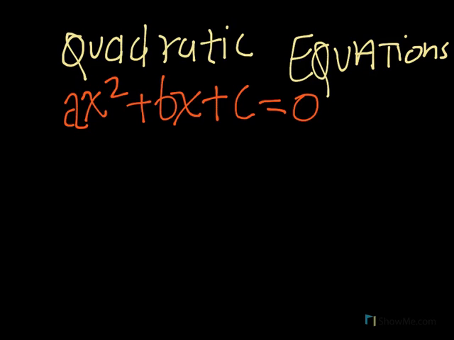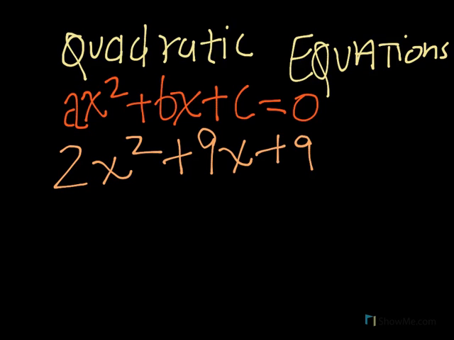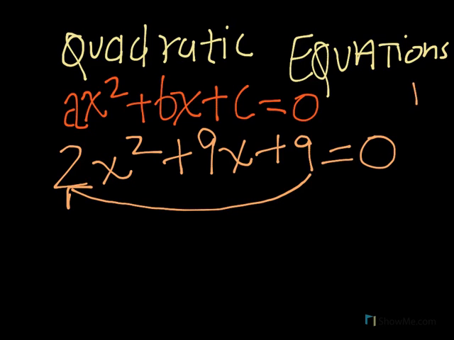Let me give you an example. Suppose we had 2x squared plus 9x plus 9 is equal to 0, and we had to factor this equation. What we would do is multiply this 9 with this 2, and we would get 18. Then we look for two factors of 18 which add up to give us 9. I'm not going to waste any time: the factors are 3 and 6. You can check for yourself. 3 times 6 is 18 and 3 plus 6 is 9.